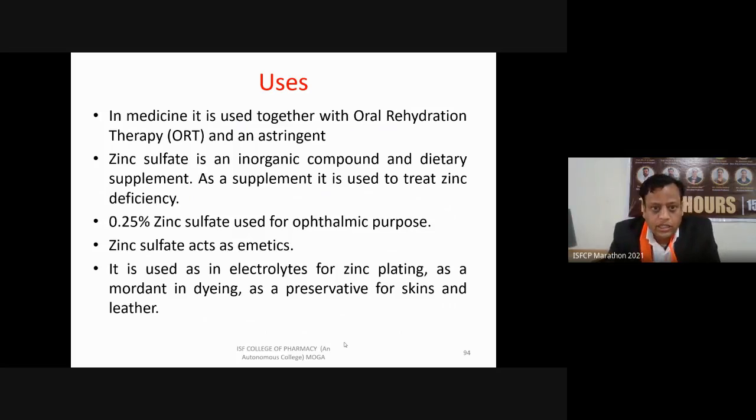Zinc sulfate is an inorganic compound and also a dietary supplement. A 0.25% zinc sulfate solution is used for ophthalmic purposes. Zinc sulfate acts as an emetic, and it is used in electrolytes for zinc plating, as a mordant in dyeing, and as a preservative for skin and leather. So I have completed my inorganic topic related to poisons, antidotes, and astringents.